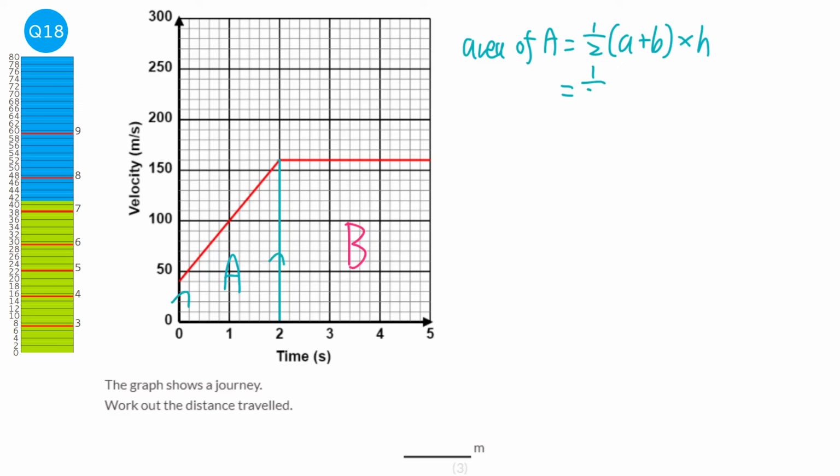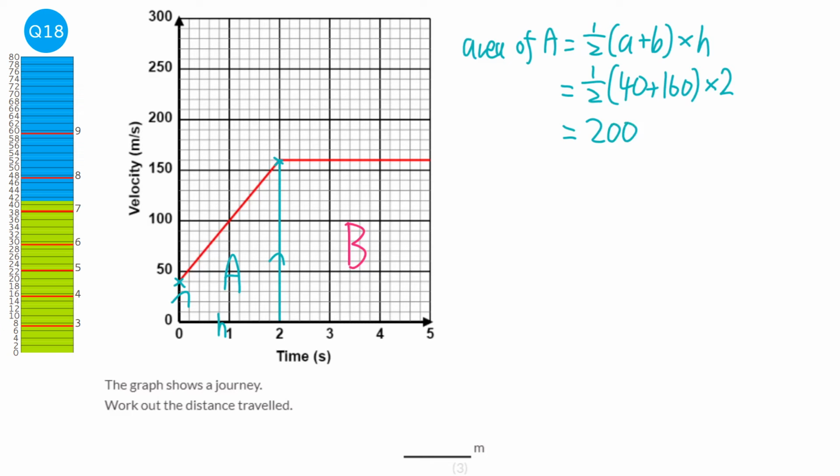So it's going to be half times this part here, which is 40, plus this point here, which is 160. And then the height is actually the width. So the height is this bit here, so it's going to be times 2. Those will cancel out, the half and the times 2, so that would be 200.